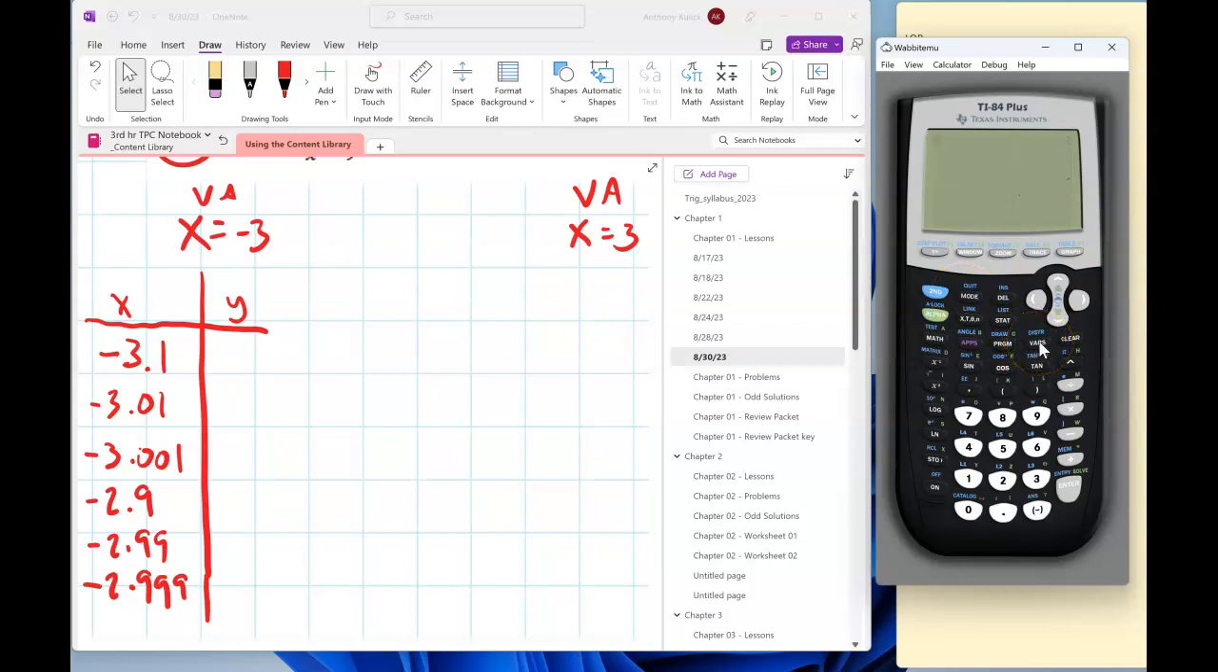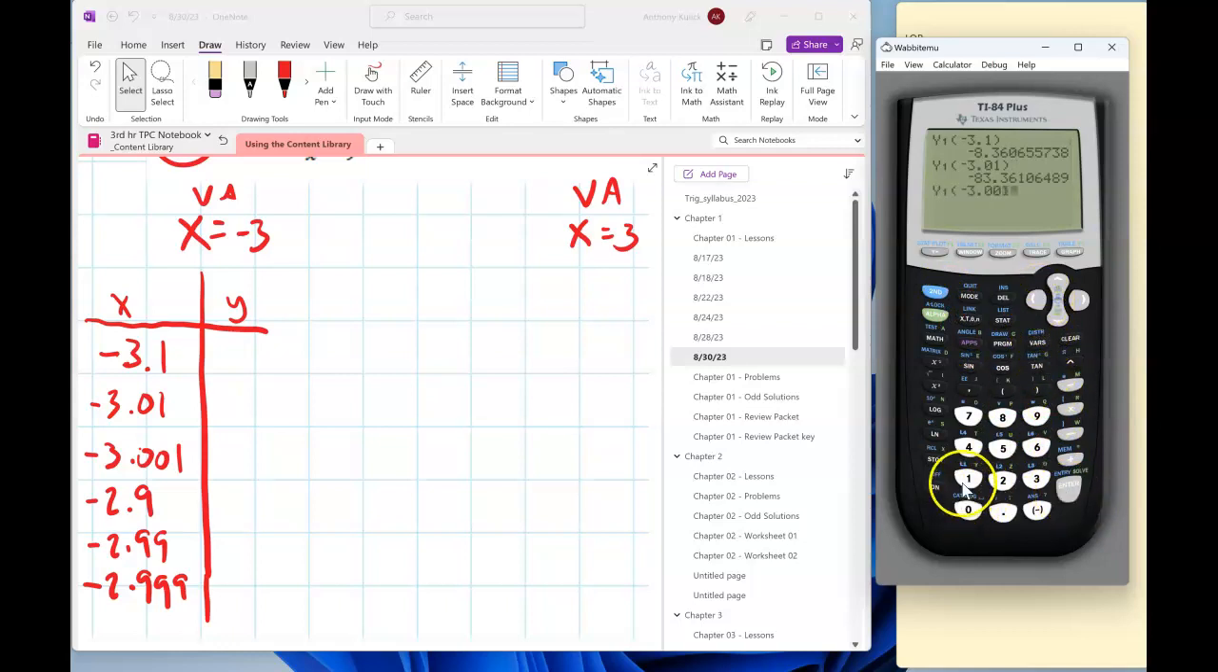So I'm going to hit vars. I'm going to go over to the y vars. I'm going to choose the function option, and then I'm going to pick y1. And that'll allow me to just tell the calculator to plug negative 3.1 into the function in my y1 spot, which is a heck of a lot quicker than me trying to put negative 3.1 into that equation that we typed in there and having to do that like every time.